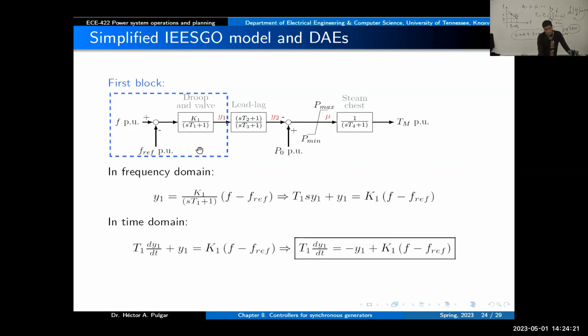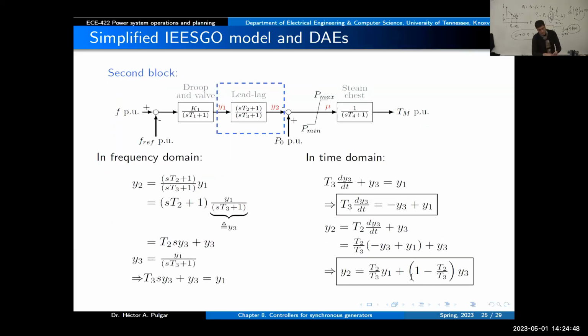So in this model, we will see different time constants. This has to do with the phase compensation, which is part of the control, and also the lag of the governor. And this is something physical. It's related to the design of the steam turbine. So what is the characteristic of the steam chest that will give you the time constant T4? So this is the first step.